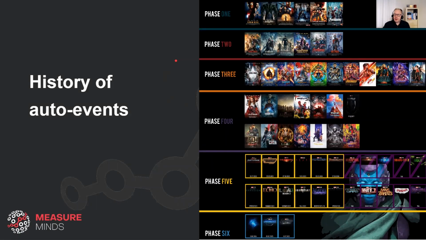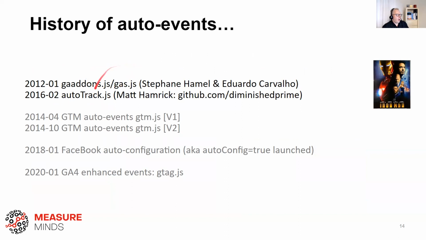It's probably worth just a little bit of a step back and just work out how we got to auto events, and that'll also explain a bit about why some of these problems exist with them. So a long time ago, in 2012, Stefan Hamill, who's obviously speaking earlier today, produced GA add-ons, which was then consolidated with GAS, or Google Analytics on Steroids, by Eduardo. Eduardo happened to then go off and work for Google, and his code was then contributed to AutoTrack, which was a Google extension or plugin script.